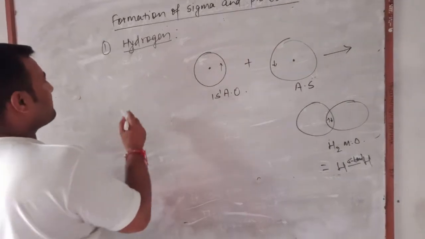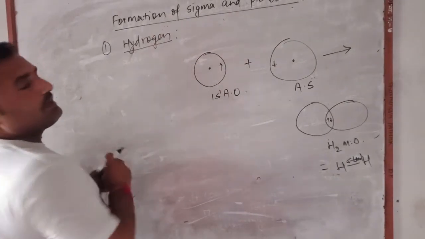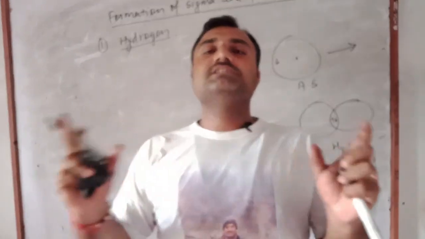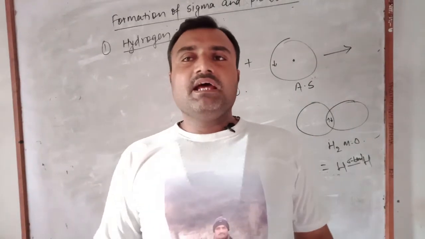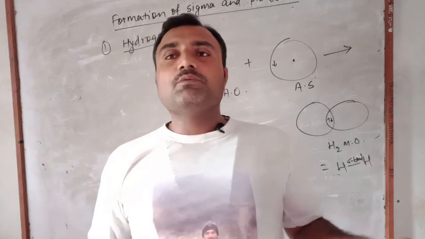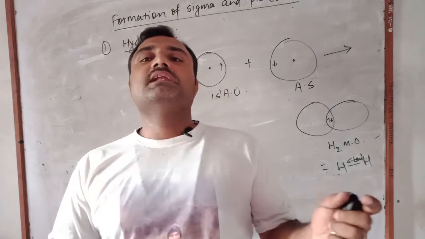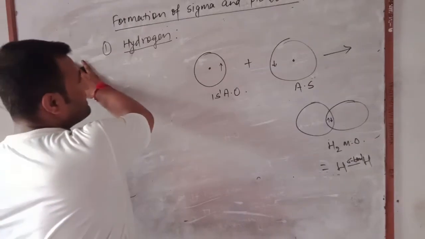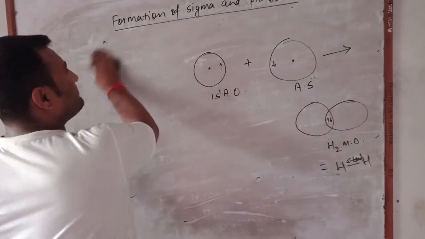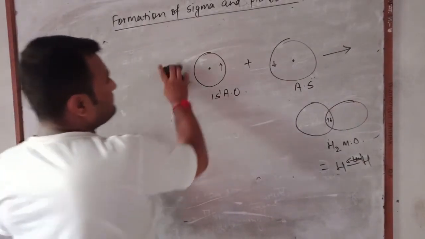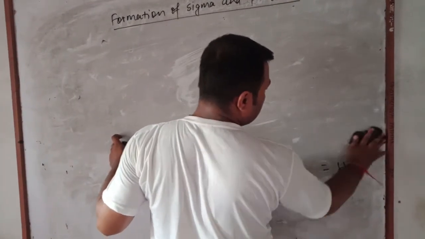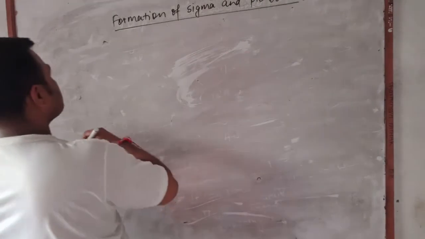Similarly, we can explain such type of bond formation in oxygen. In the oxygen molecule, two oxygen atoms participate, and the valence atomic orbitals of both oxygen are p. And here we describe the structure of that atomic orbital and how sigma and pi bonds are formed in the oxygen molecule.